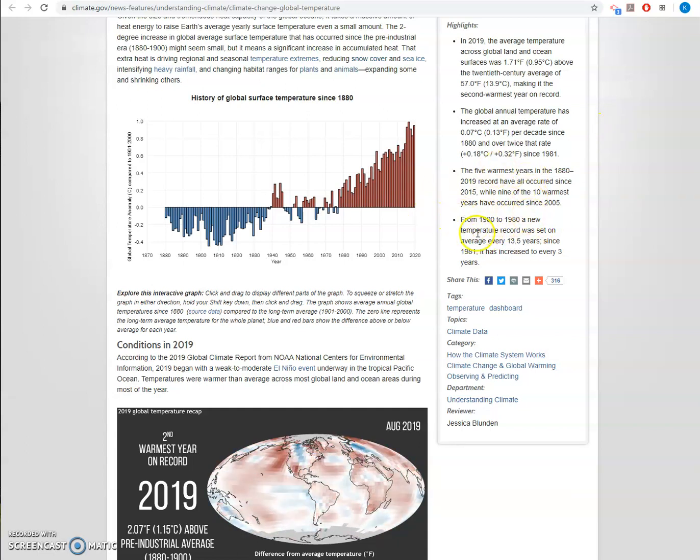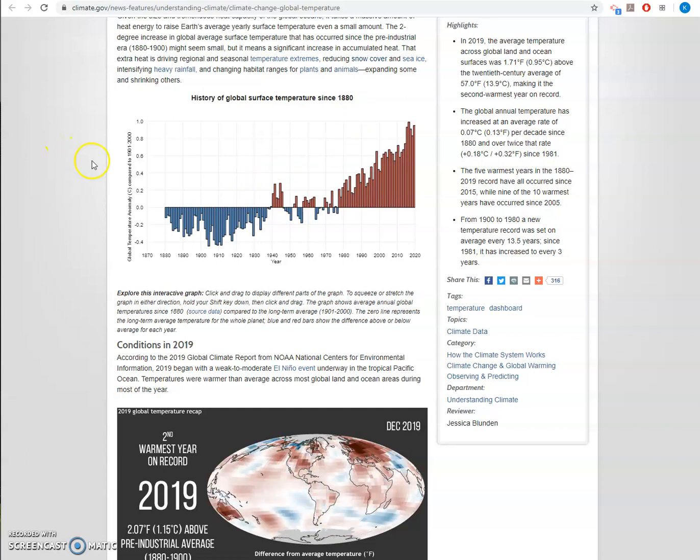Okay, so you can kind of see a new record was set on average every 13.5 years from 1900 to 1980. But since 81, every 3 years, we've had a new record on average. Okay, so that's average data, but those are kind of the big highlights. Those are the things you can kind of share. If you can boil those down to make them simpler, you can share those with others and they'll kind of get it. So let's look at this graph.